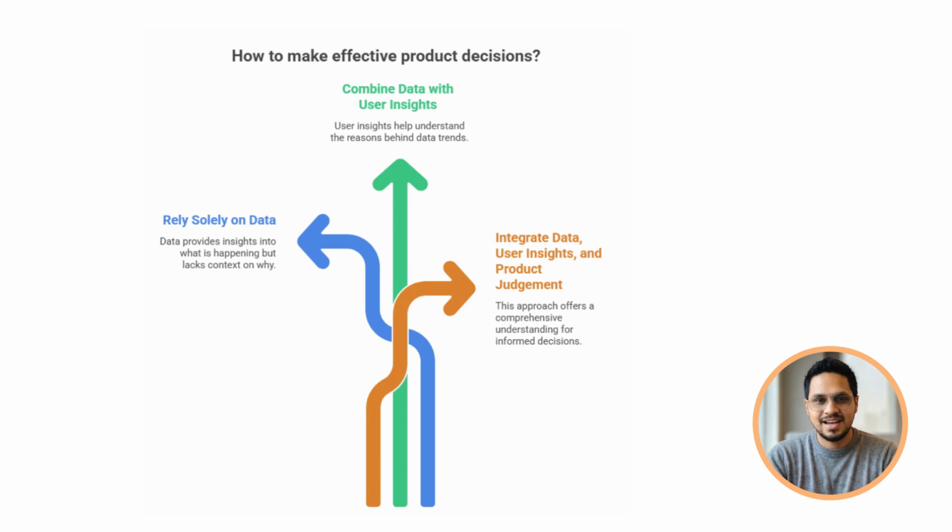Instead of saying, I feel this is important, you say, the data shows this is important. But data alone is not enough. Let's be clear, data is powerful, but it has its own limitations. Data tells you what is happening, but it doesn't always tell you why it is happening. That's why great PMs combine data, user insights, and product judgment.